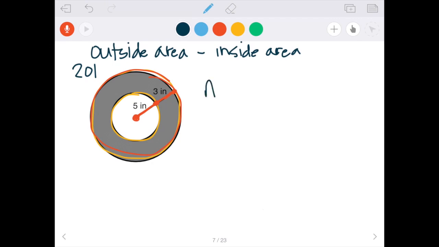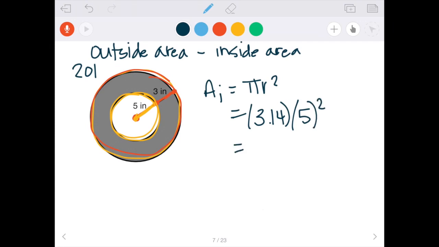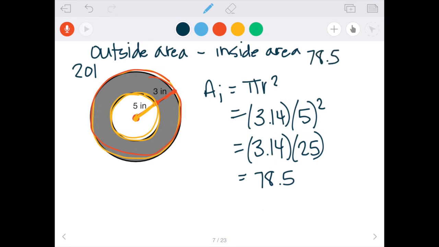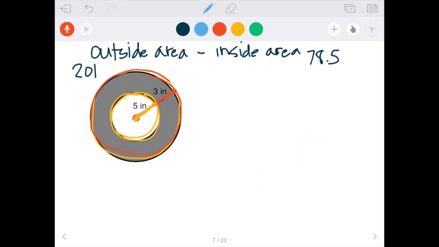Now my inside area, AI, is also pi r squared, 3.14, and this time the radius is indeed 5. From the center to the edge of that little circle is 5. So 3.14 times 25. Don't forget, we have to do order of operations, so we have to do our squaring first. That gives us 78.5. Whoops, I just dropped my pencil. 78.5.